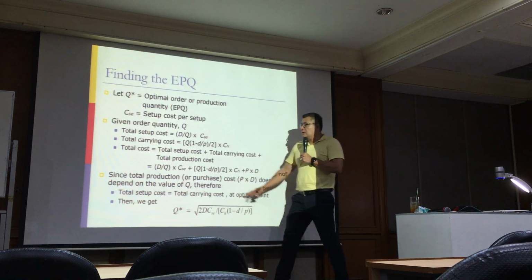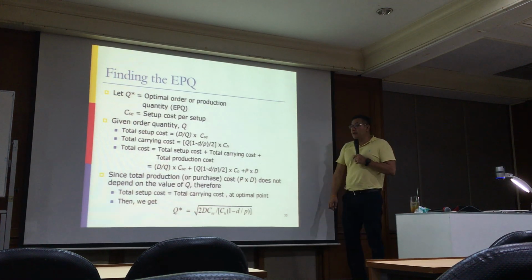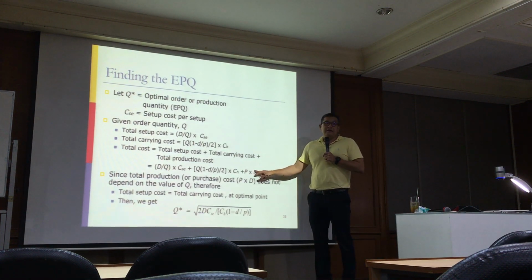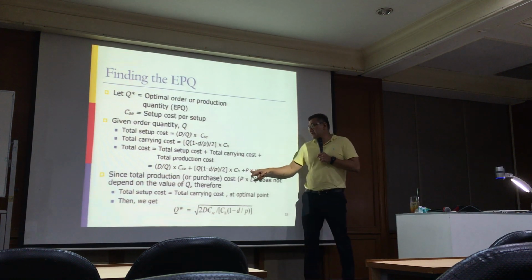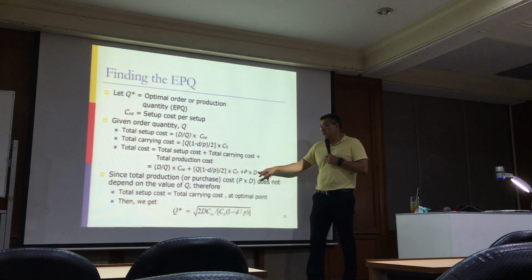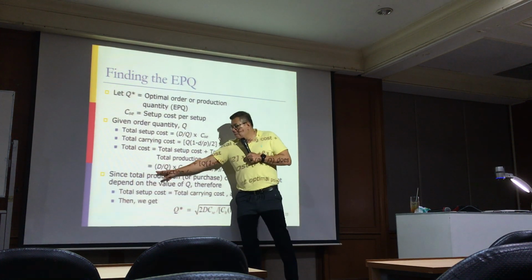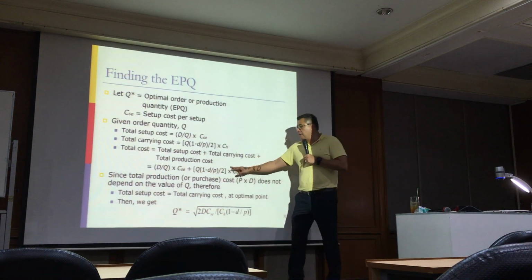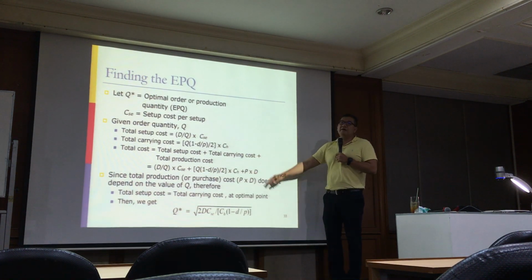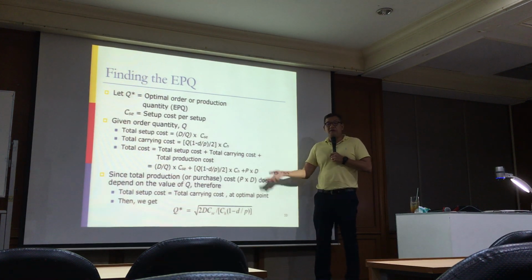And how about the cost of production? Since you know the demand is constant, equal to D, right, and per one unit the cost is P, you multiply P by D. Then the total cost combines the total setup cost, the total carrying cost, and the production cost. But once again, we try to find the optimal Q.